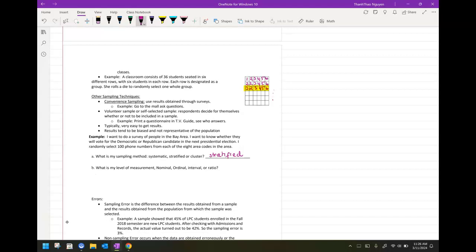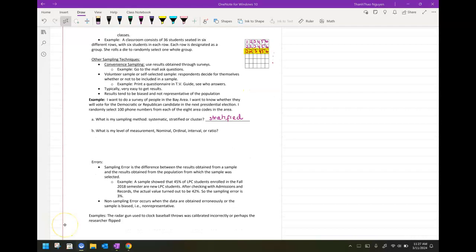What is the level of my measurement: nominal, ordinal, interval, or ratio? Before I answer that question, let's talk about levels of measurement.